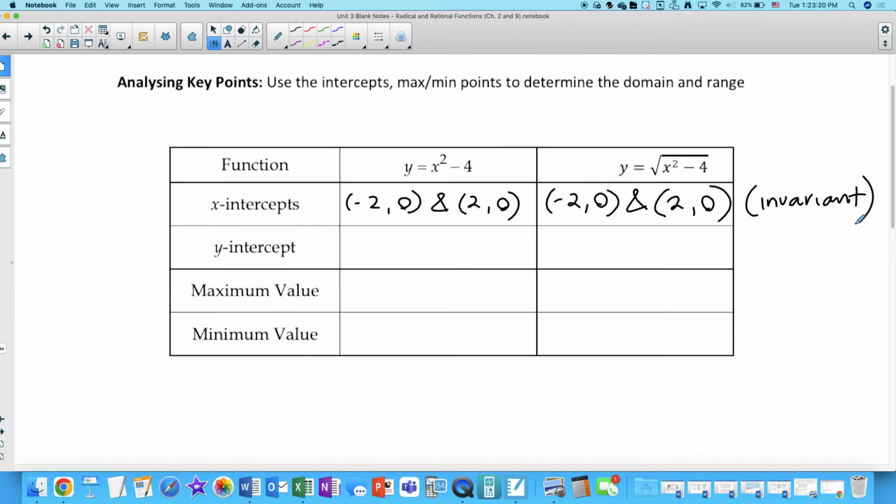Right, so these are invariant. Y-intercept. What was the y-intercept of the original? -4. Okay. What's the y-intercept of this one? There is none, yeah, because it's not defined when x equals 0. In general, this will be undefined if the original y-intercept is less than 0, right?